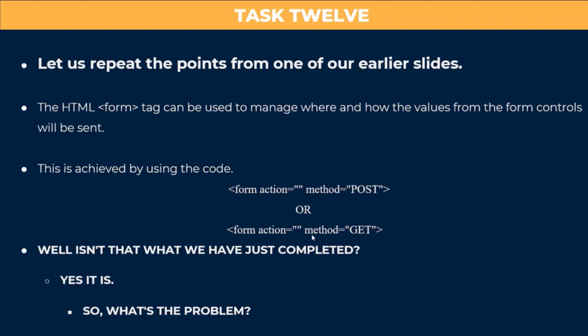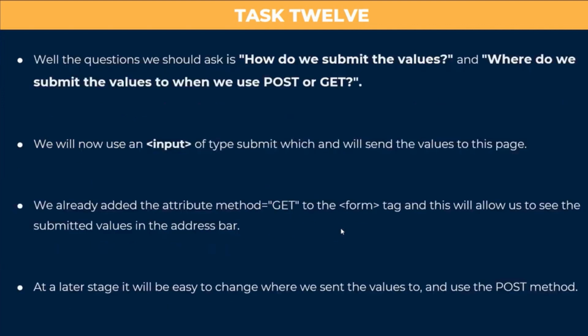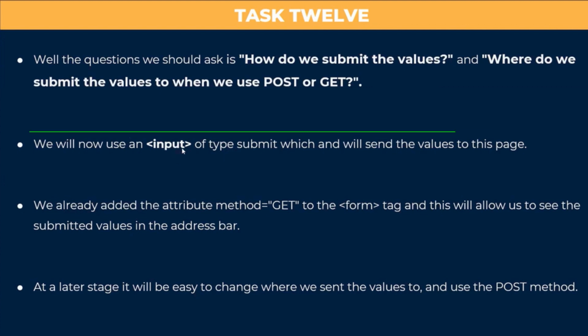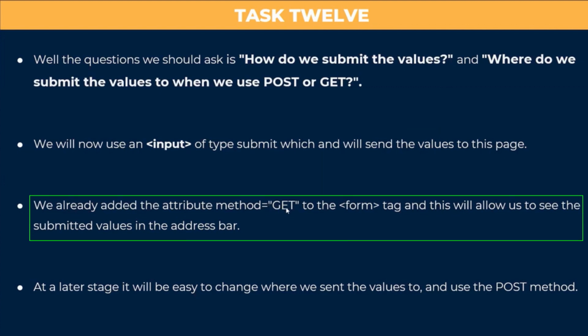We have really said, okay, we have a method equals get. But how do we submit the values? Where do the values go? So we need, first of all, a button to submit the values using either the post or the get. And then what we need is another input type, which is of type submit. So we have already added our method called get, but we need the button to say, once this is clicked, then we go to the form where it says method equals get, and it then will send the data.